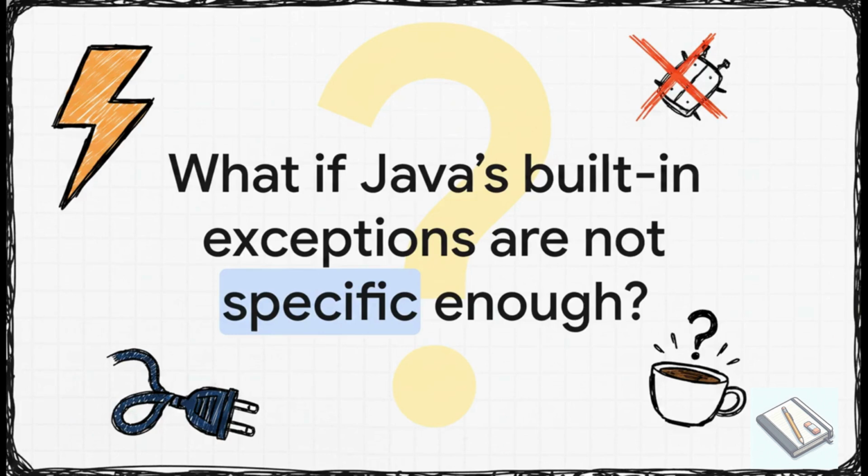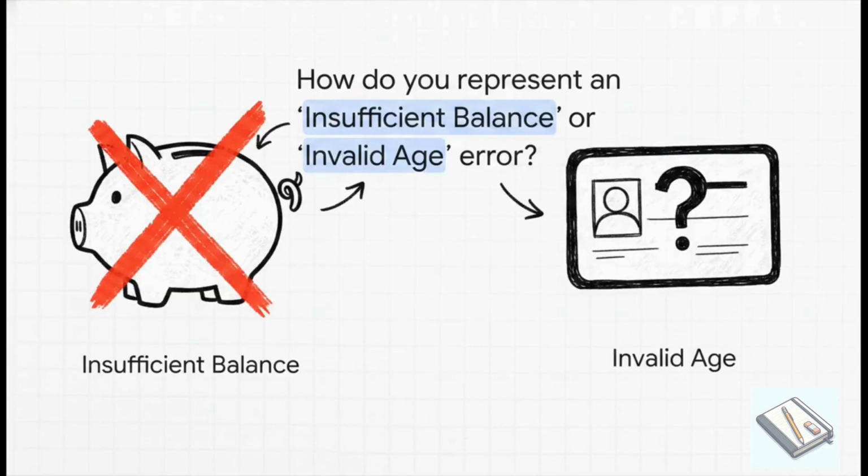Java has all these standard exceptions, like null pointer exception or IO exception. But what happens when they just don't fit? What if they don't really describe your application's problem? Think about it. If you're making a banking app, how do you signal an insufficient balance error? Or what about a registration form? How do you flag an invalid age? These aren't low-level system problems. These are about your business logic.